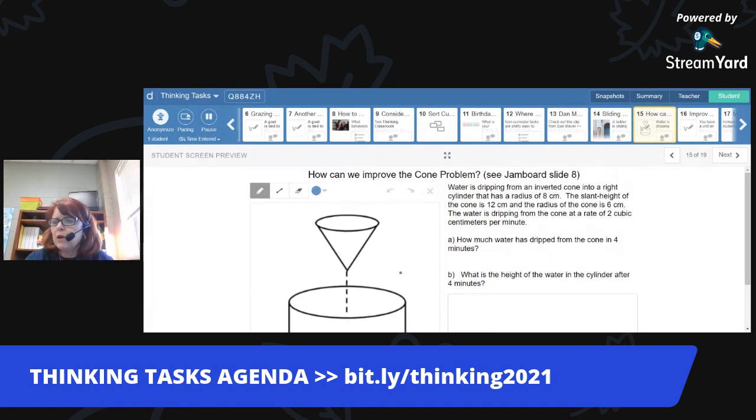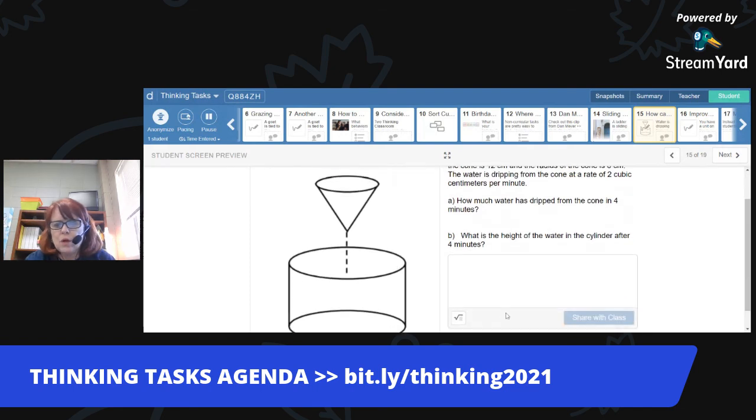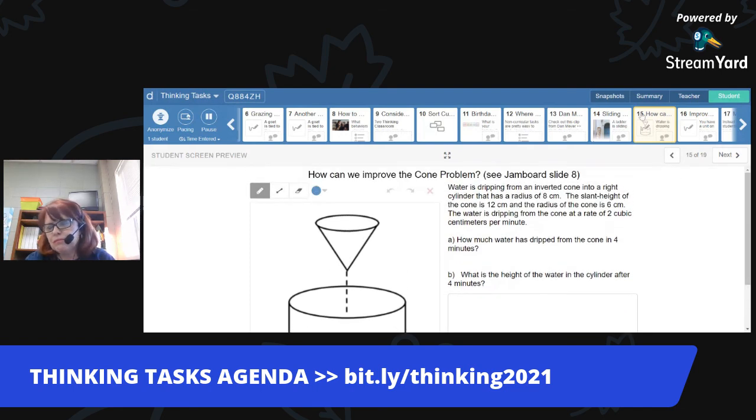The water's dripping from the cone at a rate of 2 cubic centimeters per minute. Interesting. How much water has dripped from the cone in 4 minutes, and what is the height of the water in the cylinder after 4 minutes? Now, this is not really the best thinking task. How can we improve this problem to make it a better thinking task? What are your thoughts?